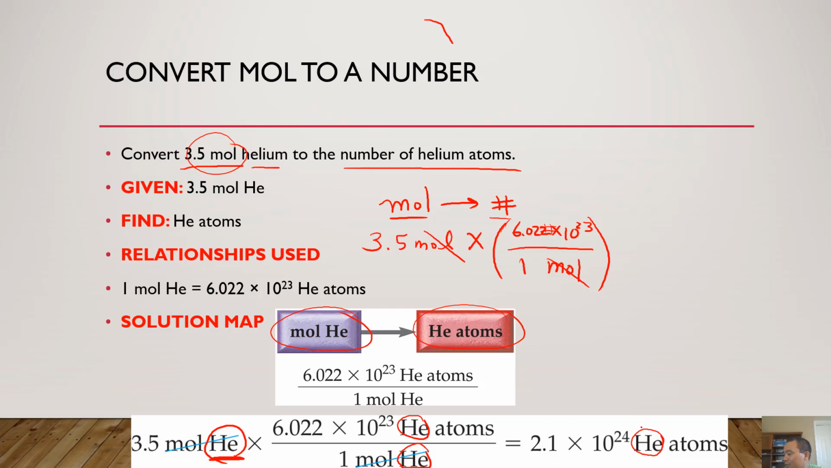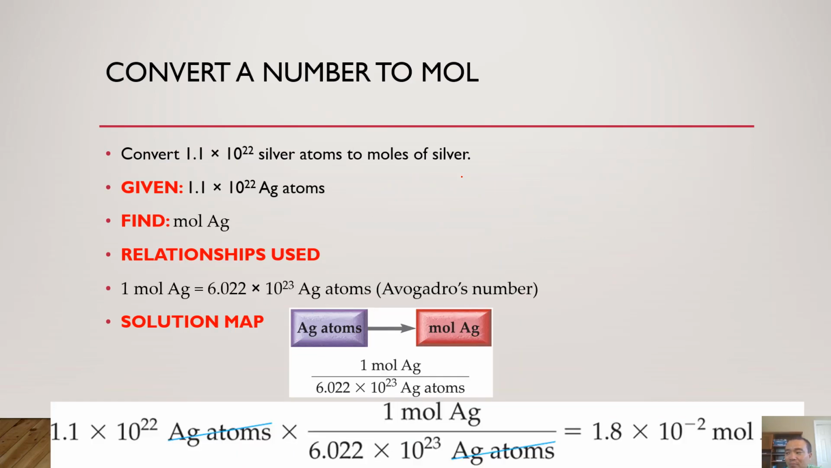So you do the calculation, you keep 2 sig figs. Here you have 4 sig figs, so you keep 2 for your answer. That's why you have 2.1 times 10 raised to 24. All right. So here we learned how to convert mole to a number. Can we convert a number to mole? Sure we can. We use the same Avogadro number to do that.